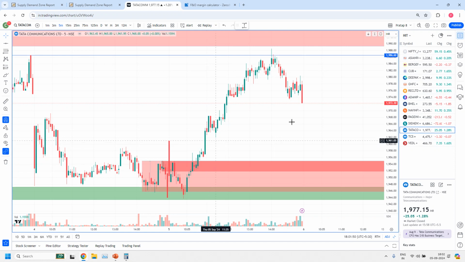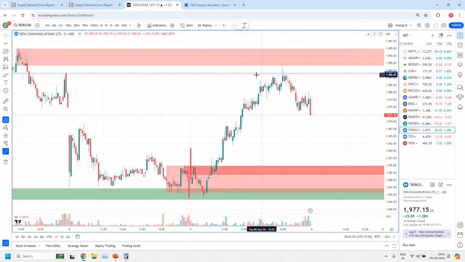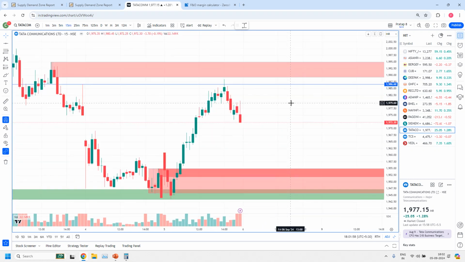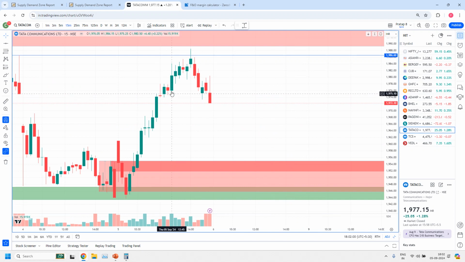For example, if you would not have kept this blue color line based on the price rejections, you would blindly just exit when these 15-minute zones are violated. Here, rally, base, rally, here you would have exited.